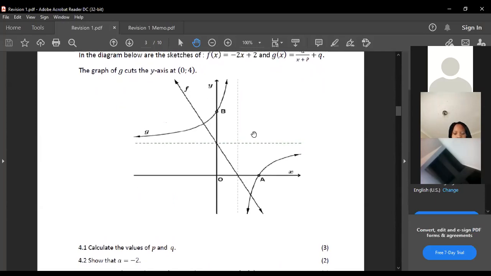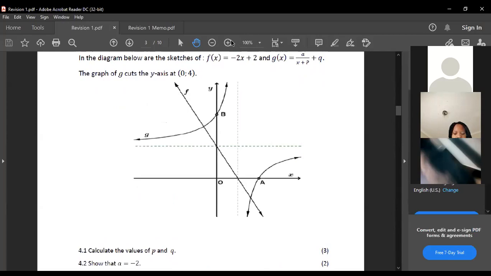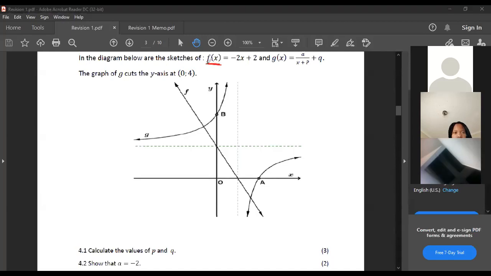Now, we're given F. F is a straight line there. The equation of F is minus 2x plus 2, and G is given by that. Then they told you that the graph of G crosses the y-axis at 0 and 4. So there, the coordinates are 0 and 4.